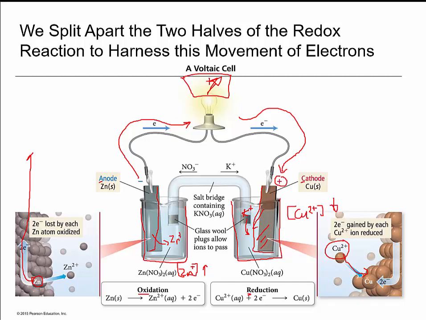And if we look at our overall chemical reaction, copper 2 plus is a reactant, and so you would expect its concentration to decrease over time. And zinc 2 plus is our product, and we would expect its concentration to increase over time. And the salt bridge here, like I said, is just doing its job to make sure that we can move charges all around in a complete electrical circuit.